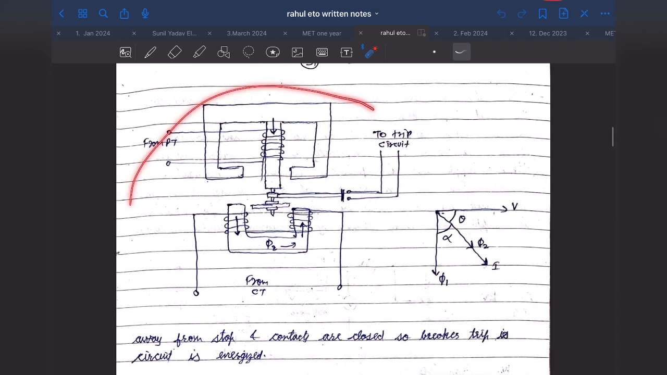So here is the diagram. You can see there are two coils. One is from potential transformer and one is from CT. And this is the disc which rotates. When the normal power supply is flowing, the disc is rotating in one direction. But when the reverse power is flowing, it will rotate in opposite direction and it will go and trip the trip circuit. A switch will be there that will be activated once the spindle is rotating in other direction.